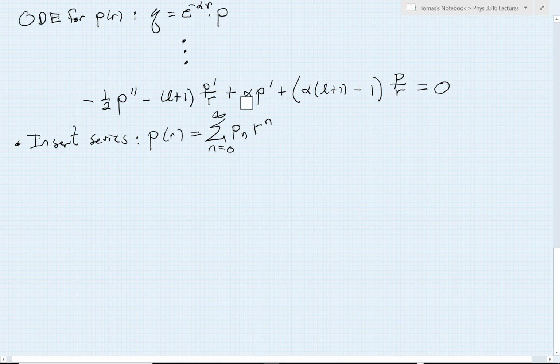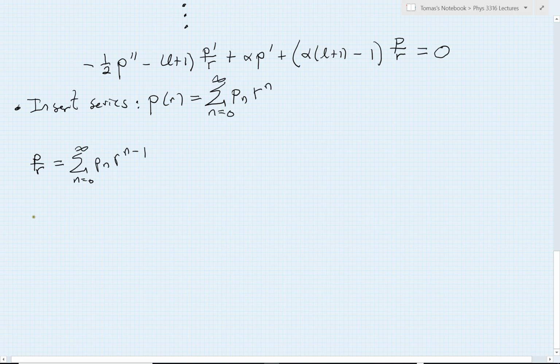P over R, P prime on R, and P double prime. So the series for P over R is actually fairly straightforward. I just take this series and divide by R. So that will give me a sum, n goes from 0 to infinity, P sub n times R to the n minus 1. And I'll go through these quickly. They're pretty straightforward. The trick is going to be how we manipulate them.